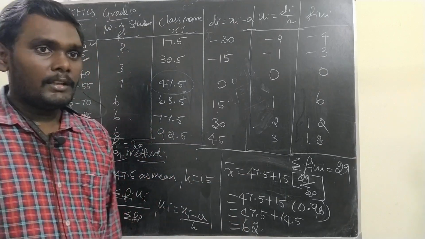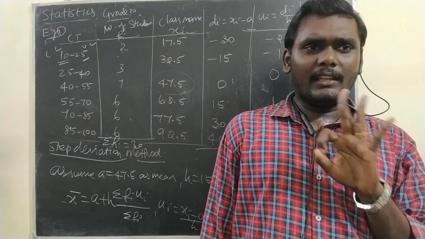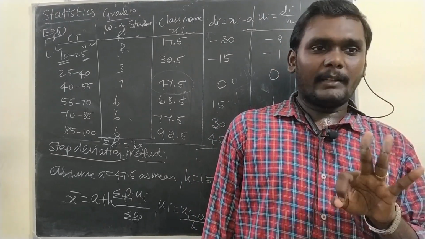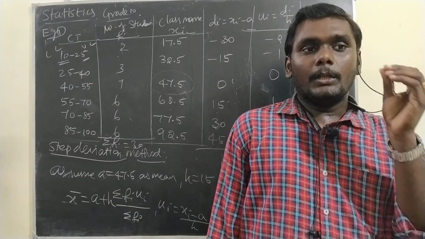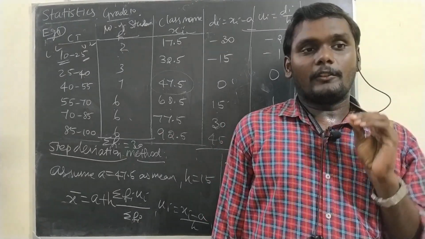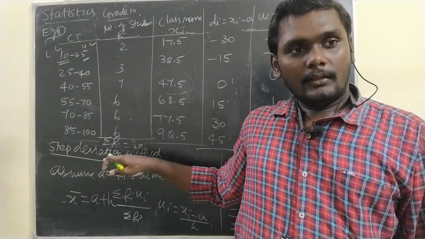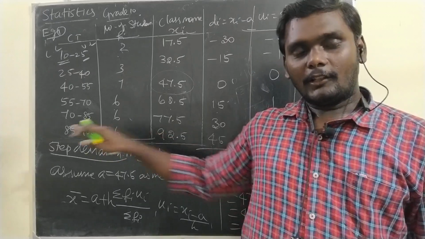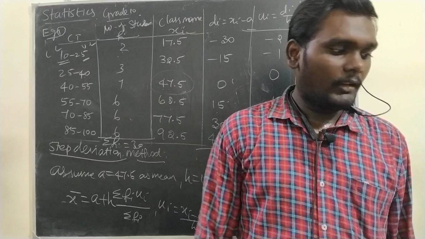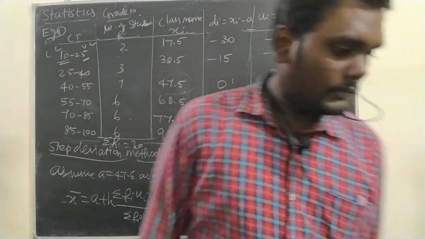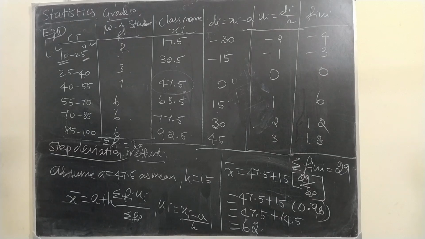Got it? In the exam, among the three methods, usually they won't specify any method. Suppose if specified, we have to use that. Also, while writing the answer, you have to write by which method you are solving. Below the table, write: solving by assumed mean method, solving by step deviation method, solving by direct method, like that. Okay, got it? With this, the concept of mean is finished.